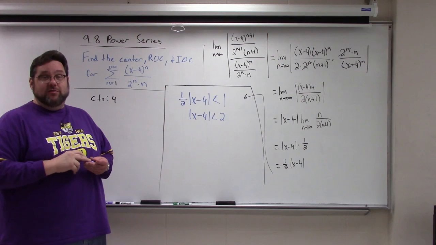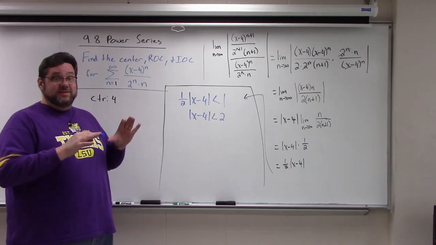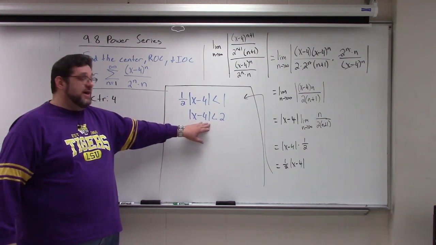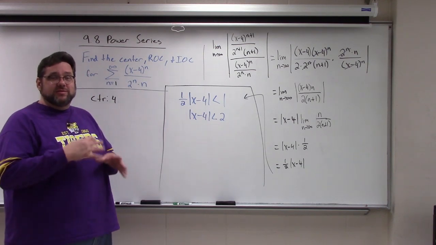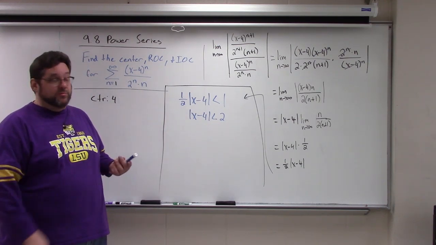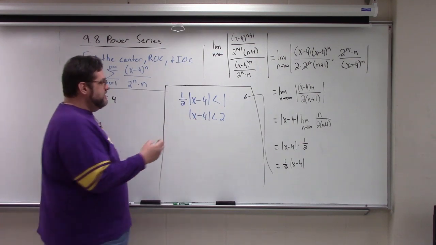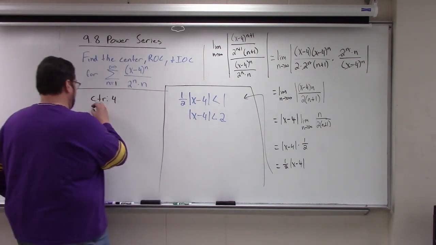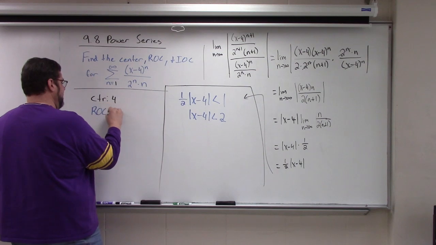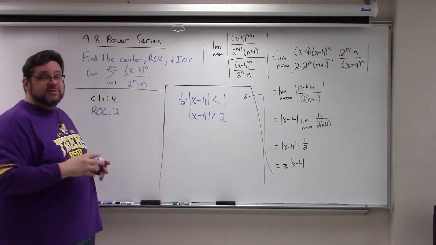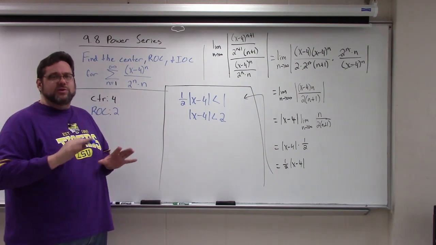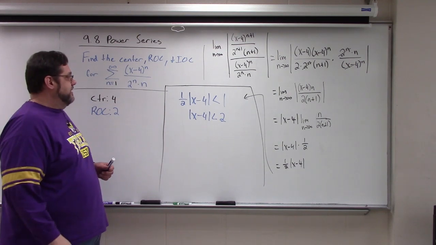Now, whenever you get to this point and you have the absolute value of your variable, or the expression containing your variable, like here I have x minus 4 less than 2, this is going to be my radius of convergence right there. So I'm going to go ahead and write that in. If you didn't realize that, that's okay. We're going to get to where you can check it in just a minute.